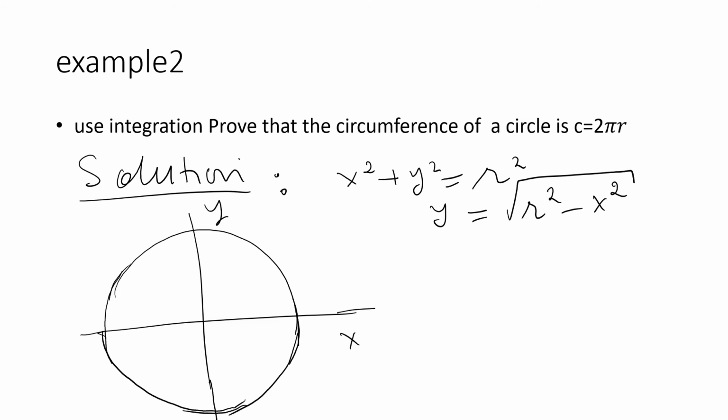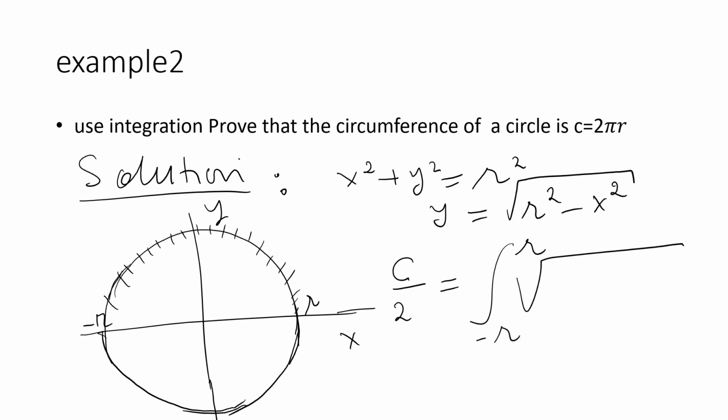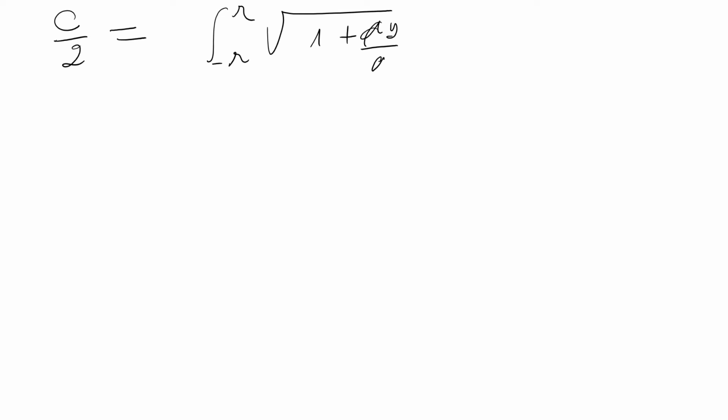This is x, this is y. We have negative r, we have r. We are going to consider a half of a circle, the circumference over 2, which means C over 2 is equal to the integral from negative r up to r of the square root of 1 plus (dy over dx) squared, dx.